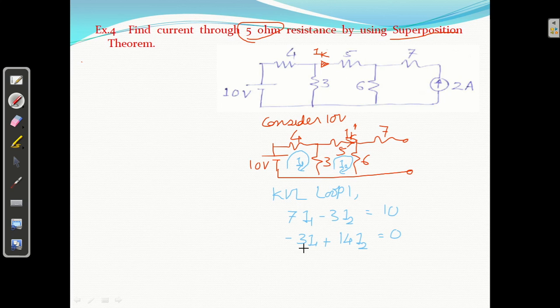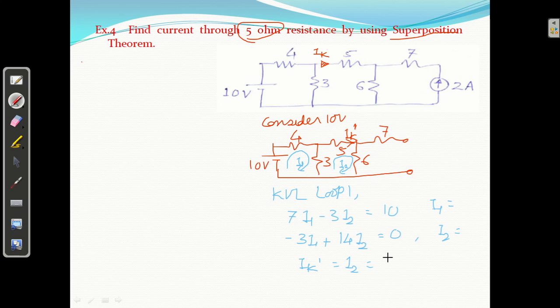On solving you will get I1, and you will get I2. And I2 is nothing but IK dash. So what is the value of IK dash, equal to I2? We will try to get it. I have a calculator, and with the help of the calculator I am going to solve these two equations.